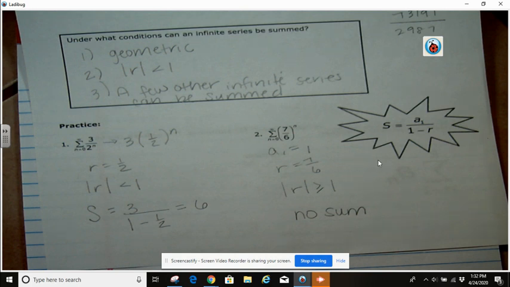So there are some practice problems posted in your folder, and the answers are provided. And then you have the assignment that will be due by the end of the week.